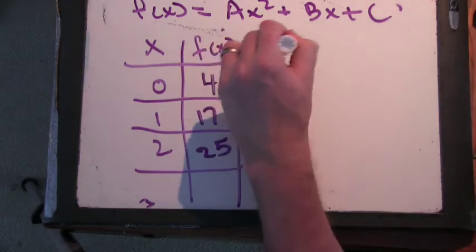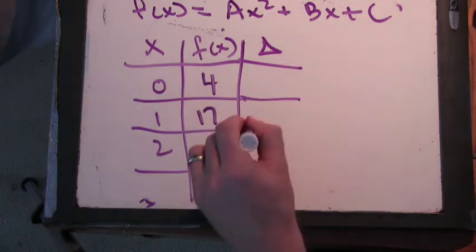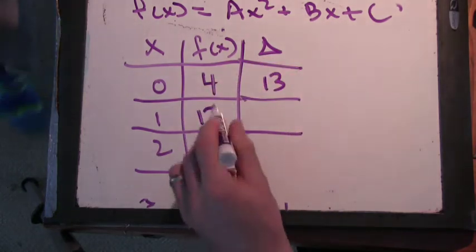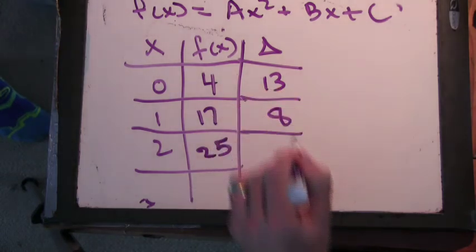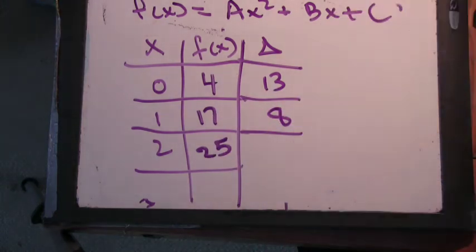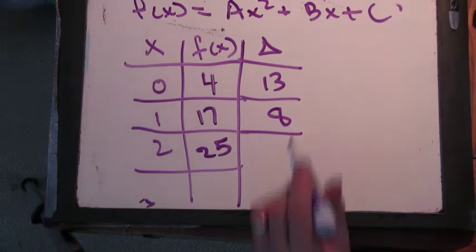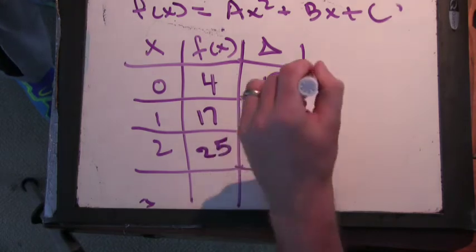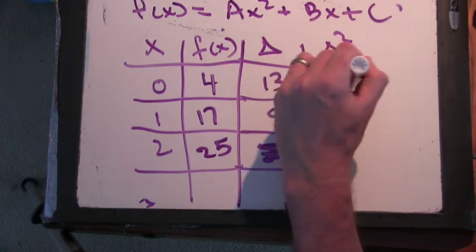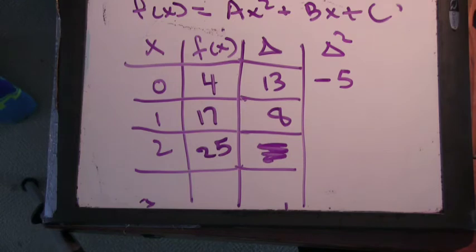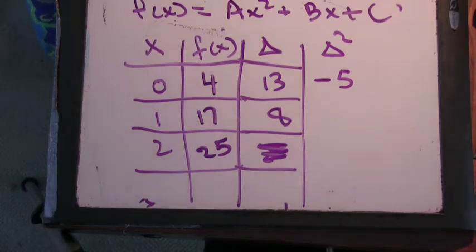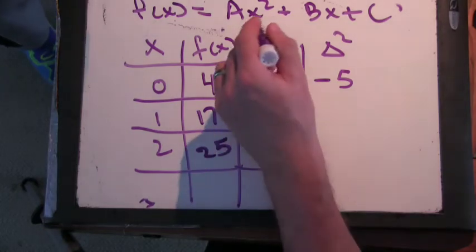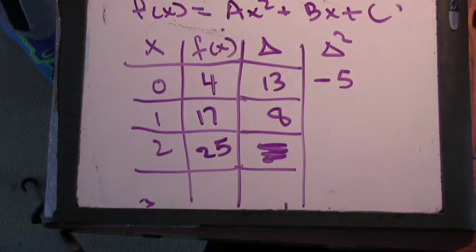So the first thing I can do is take the differences. 17 minus 4 is 13. 25 minus 17 is 8. And 8 minus 13 is minus 5. So my delta squared is minus 5. Now remember, the deltas with quadratics were 2 when the leading coefficient was 1. So what does that mean the leading coefficient here is?